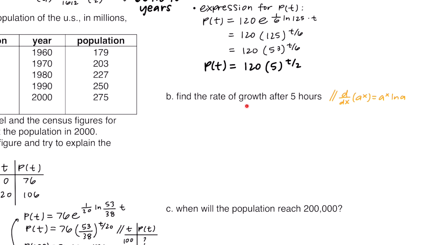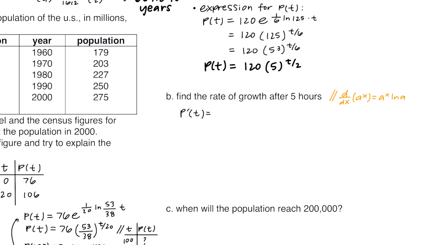Part B says find the rate of growth after 5 hours. To find the rate of growth, that means we need to take the derivative of this function. And this function, if we focus in right here, it says 5 to the t over 2. This is of the form a to the x. And just a reminder, to take the derivative of anything of the form a to the x, where a is the constant and the variable is in the exponent, the formula is a to the x ln of a. So we're going to use this to be able to take the derivative of our p of t.